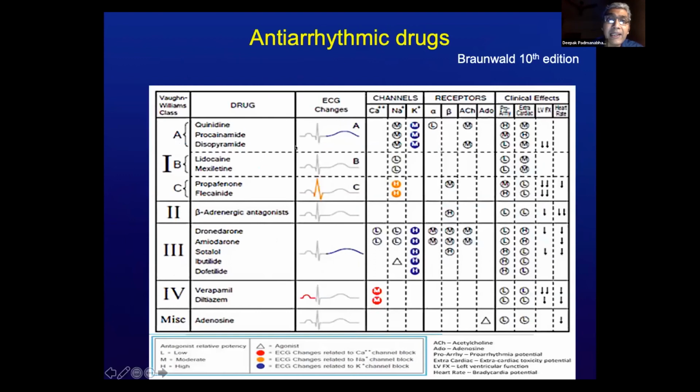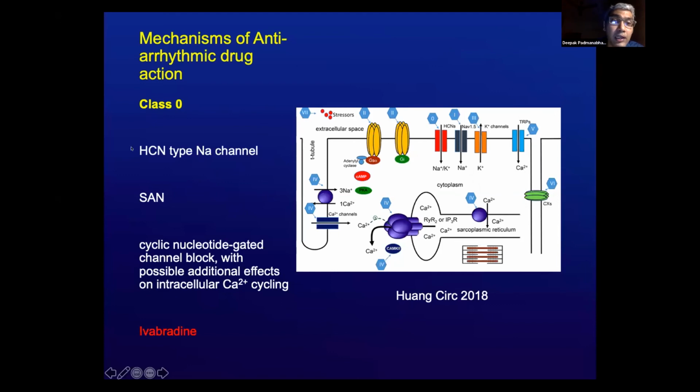This is the typical antiarrhythmic drug classification that we know between classes 1 to 4, where class 1 is predominantly sodium channel blockers, class 2 are beta adrenergic antagonists, class 3 is potassium channel blockers, and class 4 are calcium channel blockers. This has undergone slight modifications where now, depending on the type of channel blocked, you are getting subdivisions into various channels. The sinus node HCN type channel is now blocked by a drug called ivabradine, which is placed in its own class by itself, class 0.